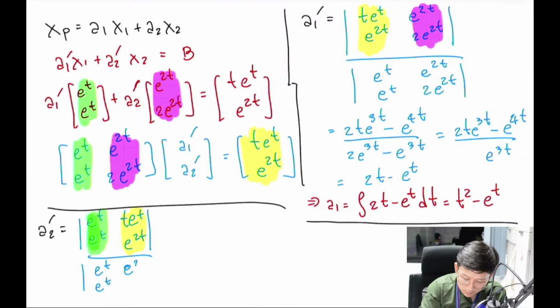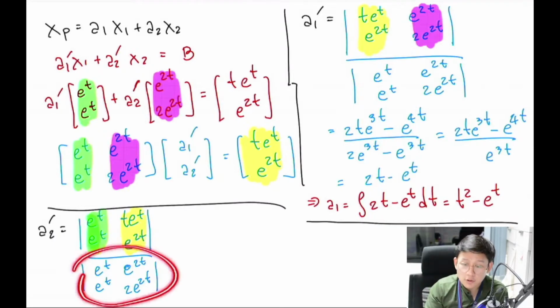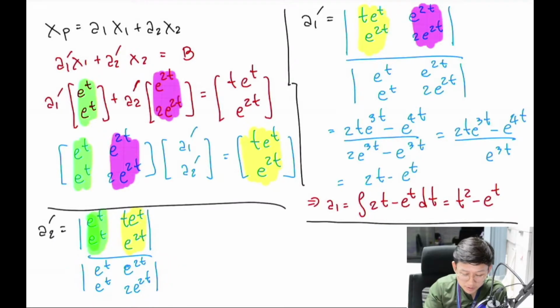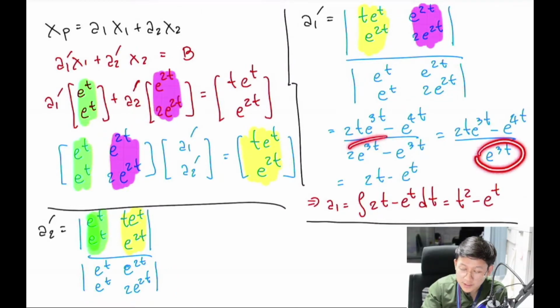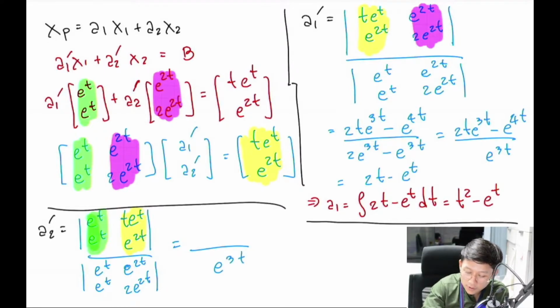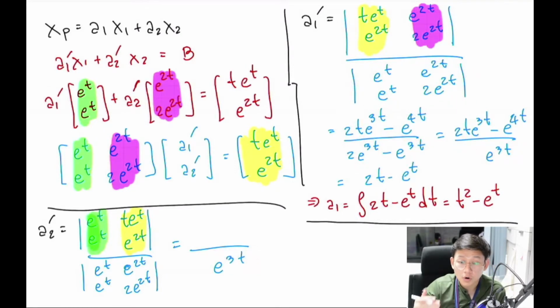Which is this guy. Right now I'm trying to go slowly, so I wrote this down. But for the next examples, I won't be writing this down because this is the same as that, and you already know it's e to the 3t, because you have already computed it. So you only need to find the determinant of the numerator.